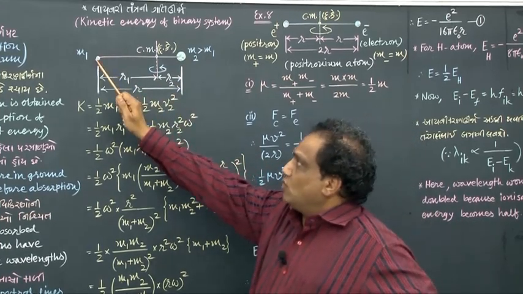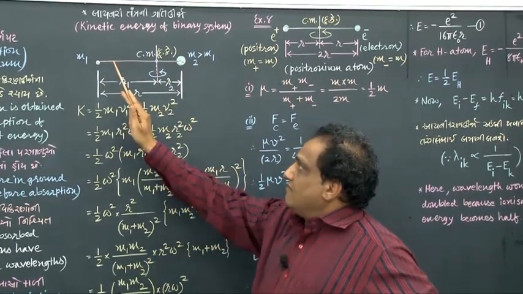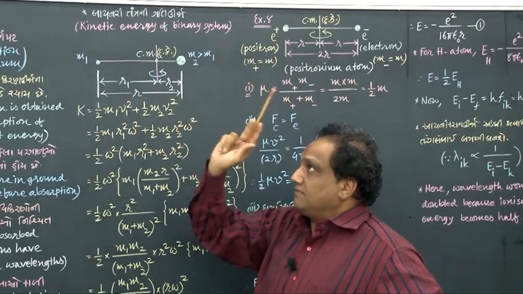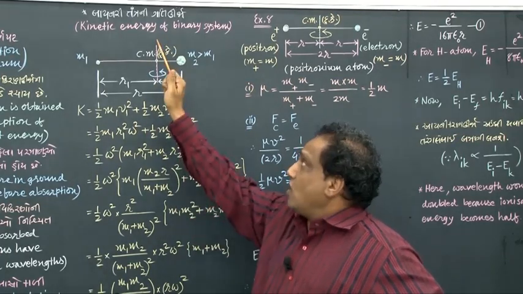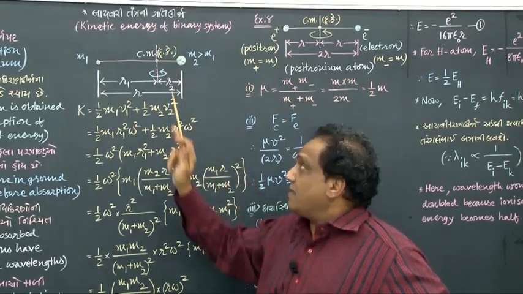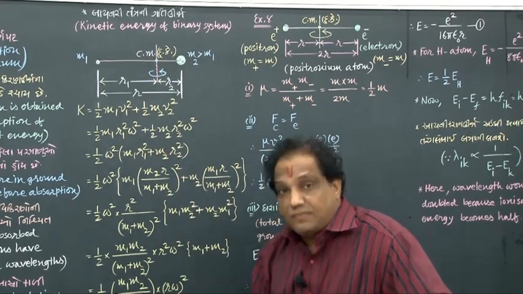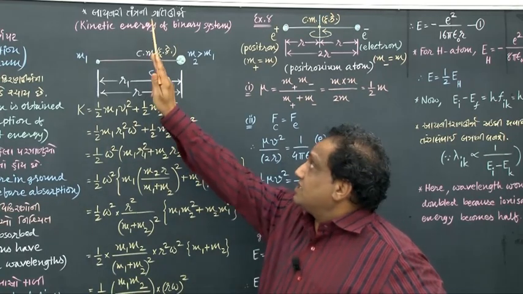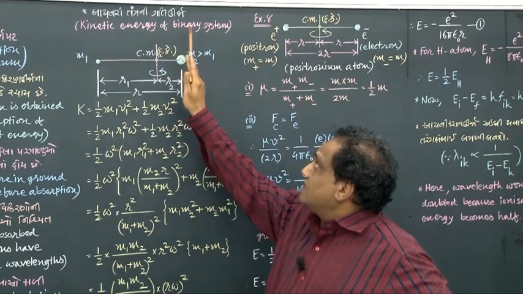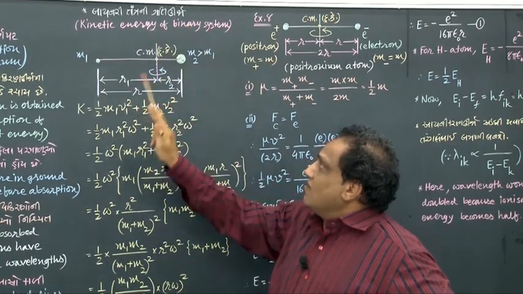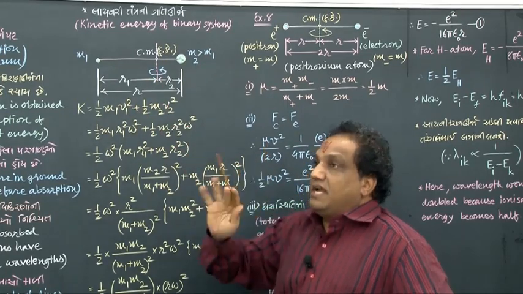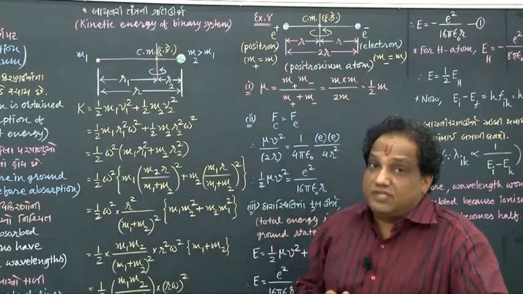Consider a system of two particles rotating about a common axis of rotation, which is passing through their center of mass. Such a system we call a binary system. For this binary system, let us find the kinetic energy.